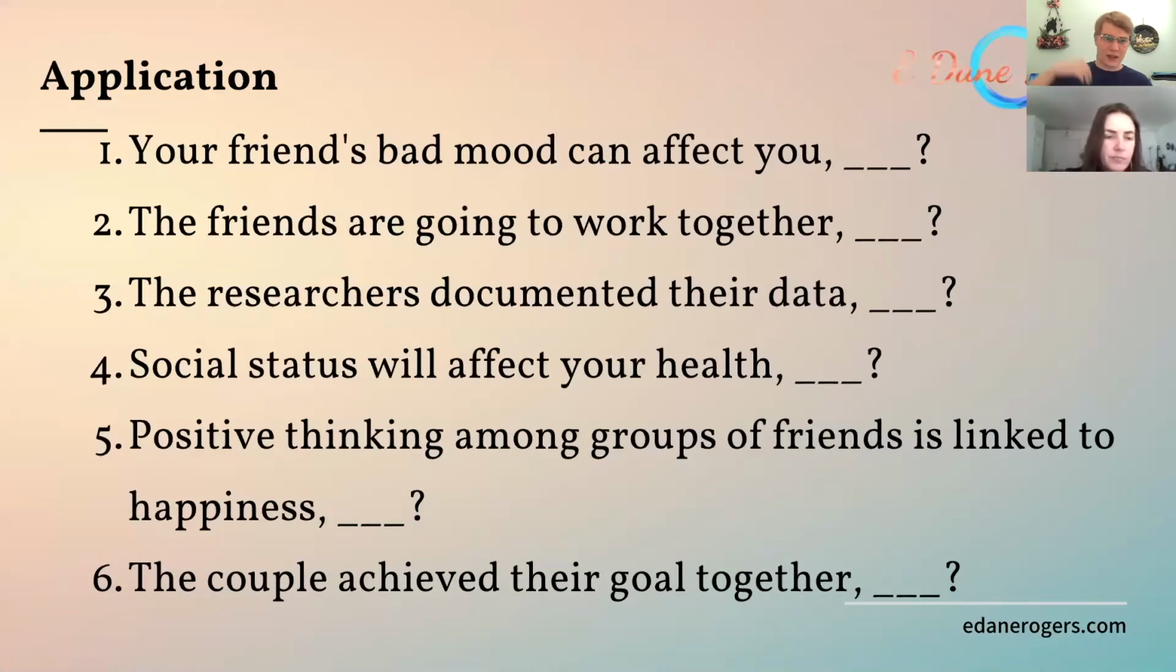Okay. We're going to have you create the tag question on the end of these sentences. And we're going to practice it in both ways. And you'll tell me whether or not it's acceptable to use falling intonation. Remember, that's the one that can be rude if the statement might be controversial. So we're going to read it both ways, and then you tell me whether or not you think it might be impolite to use a falling intonation. Let's try with number one. Your friend's bad mood can affect you.